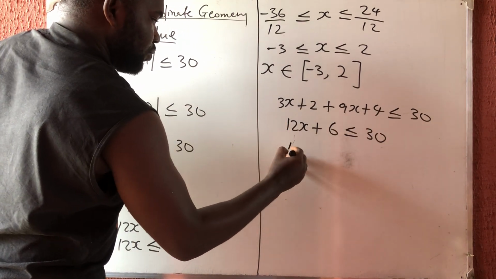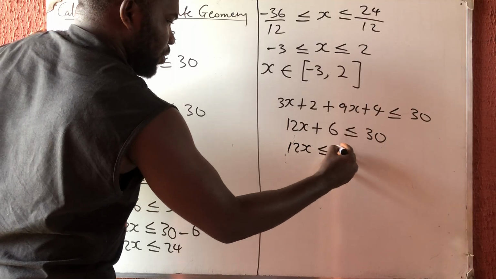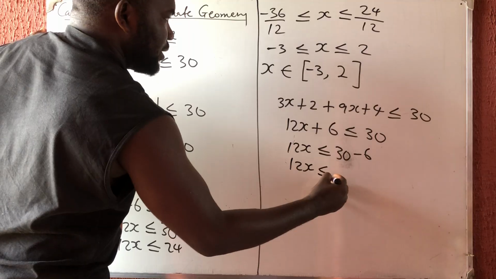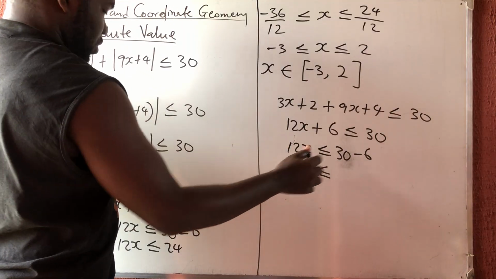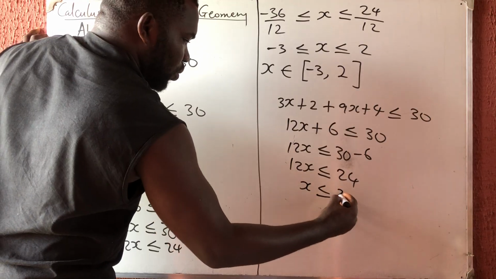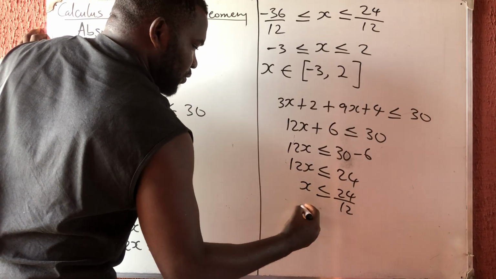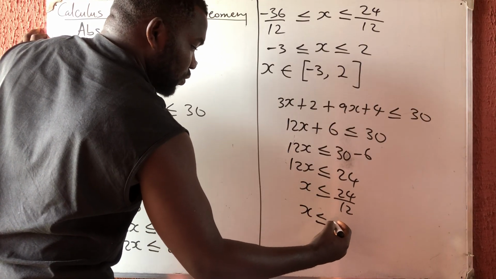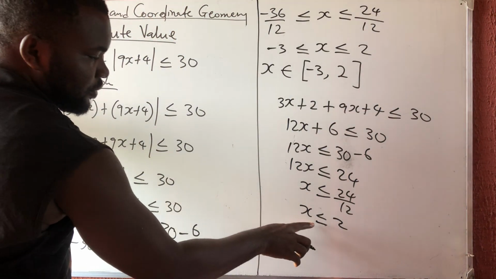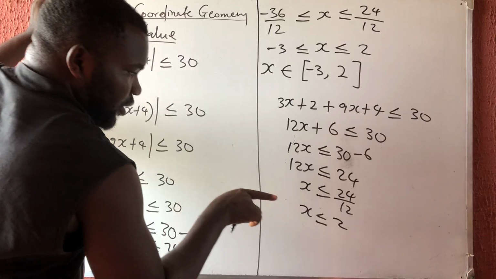So I'm having that 12x will now be less than what? 30 minus 6. So we're having that 12x is less than or equal to what? 24, right? So x is less than or equal to what? 24 by 12. So x is less than or equal to what? 2.